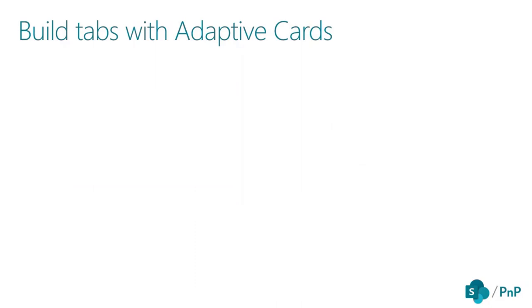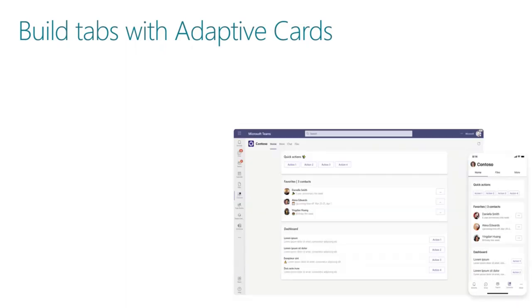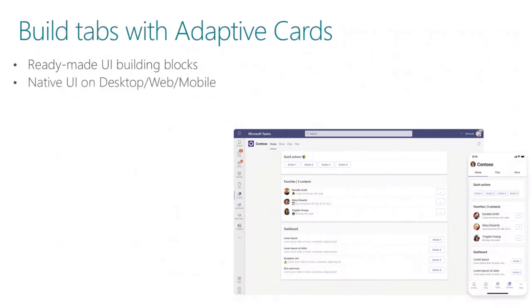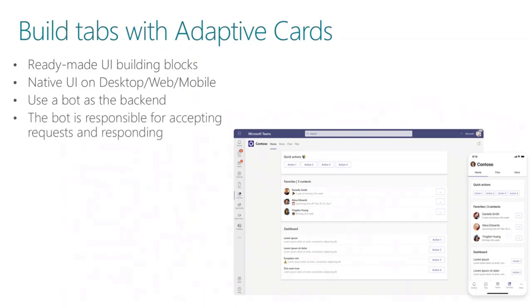But building tabs with adaptive cards, on the other hand, would allow you to build your app with ready-made UI building blocks, as simple as drag and drop and edit UI elements in real time that look and feel native on mobile, desktop, and web. Also, you can use a bot as the backend, and that bot is responsible for accepting requests and responding, sending those adaptive cards back to the tab and rendering them. And of course, you can use task module, because this is really important if you want to collect some information from the user. So this is a really good way to collect that information.